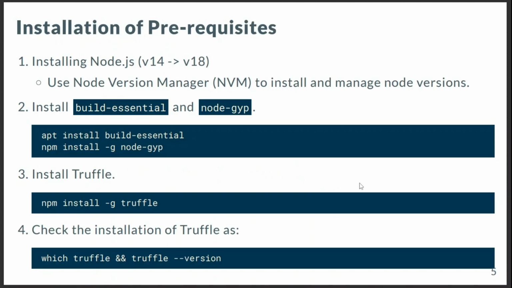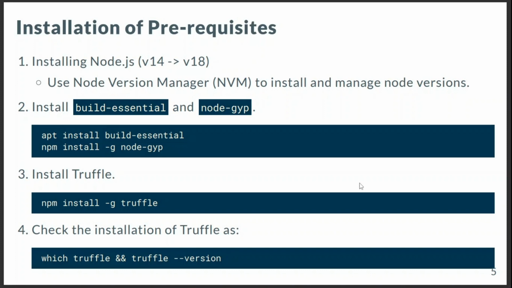So the installation of prerequisites: first, we have to install Node.js. It is recommended to use a version between 14 and 18. In this tutorial, I'll be using version 16, the version 16 LTS, and we can use Node Version Manager for that. Next, we'll have to install some prerequisites like build-essential and node-gyp for compilation of the smart contracts.